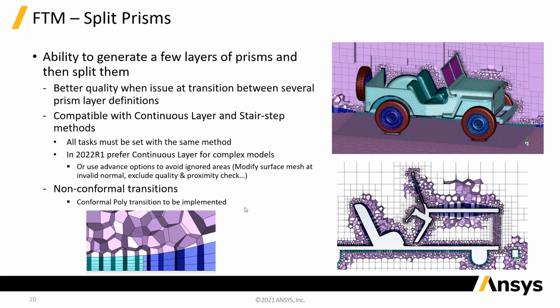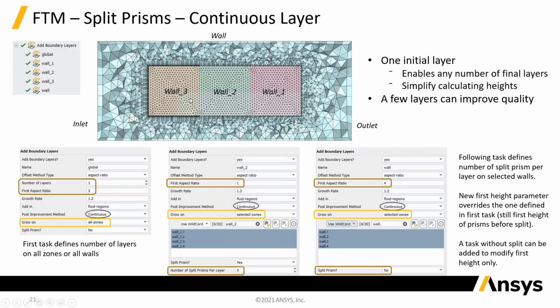Now, here's a couple of tasks together. What you can do is add boundary layer to all zones. One layer, you set an aspect ratio. This is not going to split, so this just makes them. Then you can add a task where you want it to pick selected zones and split that into 5. So you split your 1 layer into 5 layers.